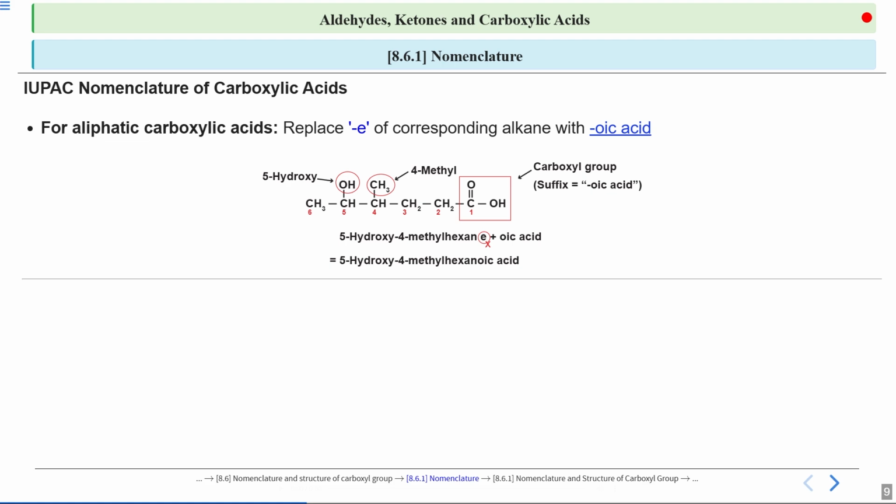And as I told you, when naming an aliphatic carboxylic acid, the E of the alkane is replaced by OIC. So you replace the E of hexane by oic, and you get the final name, which is 5-hydroxy-4-methylhexanoic acid. This is how you write the IUPAC nomenclature for carboxylic acids. This was for the aliphatic carboxylic acid.